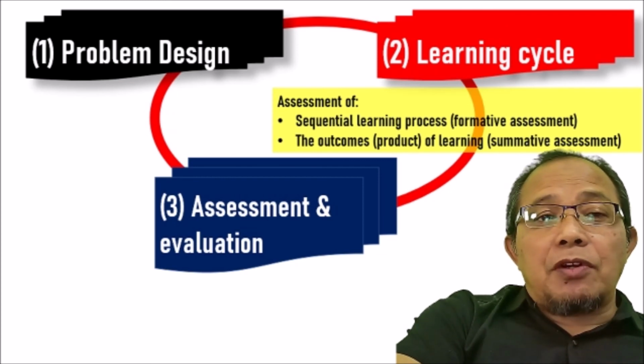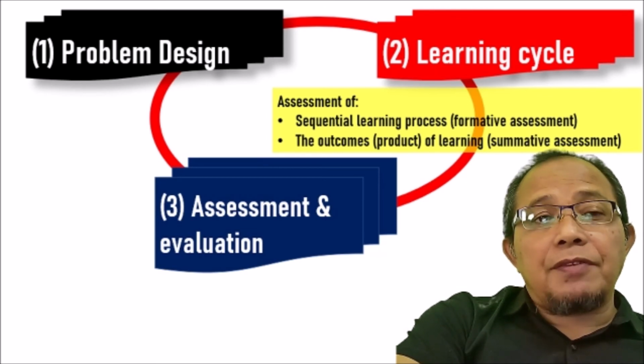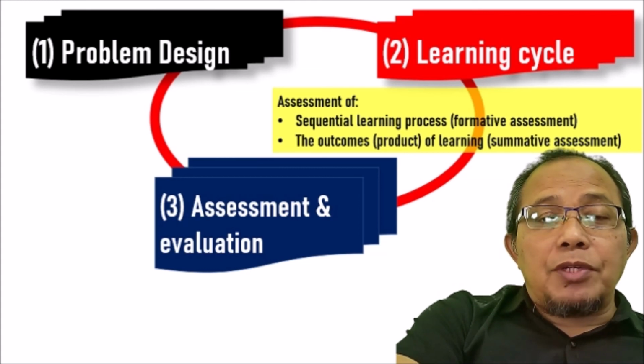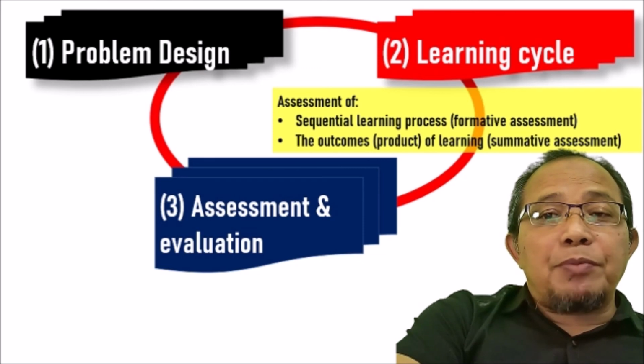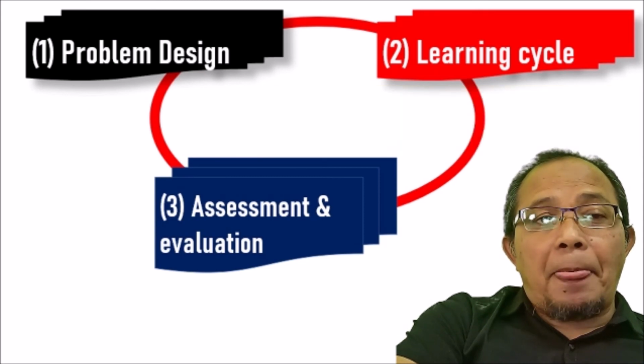The assessment process of the learning cycle includes the process of assessing the student's learning, its sequential learning process, which is a formative assessment, and the outcomes of learning, which is a summative assessment. This includes the student's learning skills of using higher order thinking skills during the inquiry stage, knowledge management skills in the self-directed learning stage, and the ability to apply metacognitive skills during the reflective learning stage.